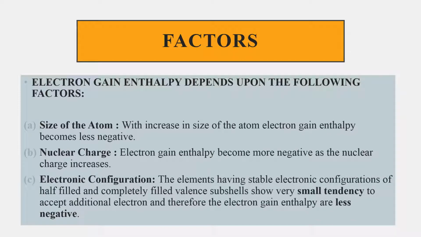Similarly, the next factor is electronic configuration. The elements having stable electronic configurations like half-filled or completely filled valency subshells show very small tendency to accept additional electron, and therefore the electron gain enthalpies are less negative.